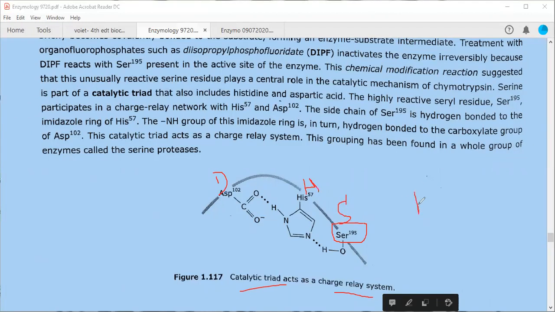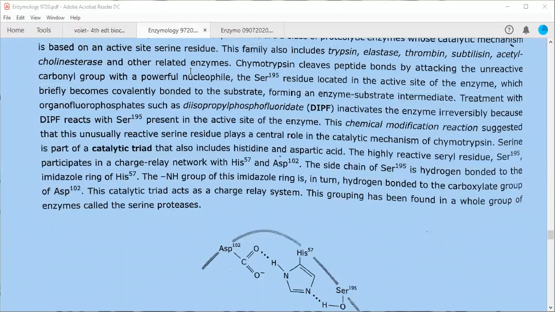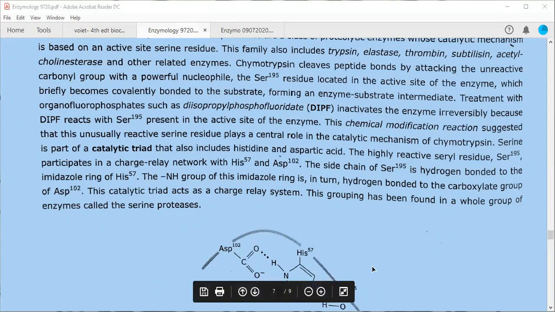This can be remembered as HSD, as I told you. So this HSD is working as a charge relay system. They are also connected via hydrogen bonds. These are hydrogen bonds, one hydrogen bond, another hydrogen bond. Now, this is very important: serine 195, which is here.